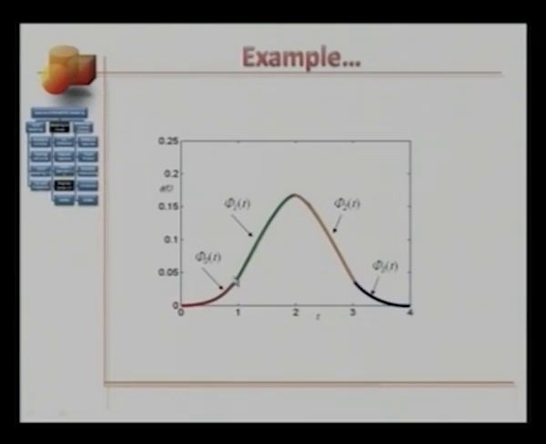At this junction point, we have position, slope, and second derivative continuity. Likewise, for this junction point and for this junction point, position, slope, and continuity in the second derivative. And of course, you would notice that the slope here is 0 because this basis function is symmetric at t equals 2.